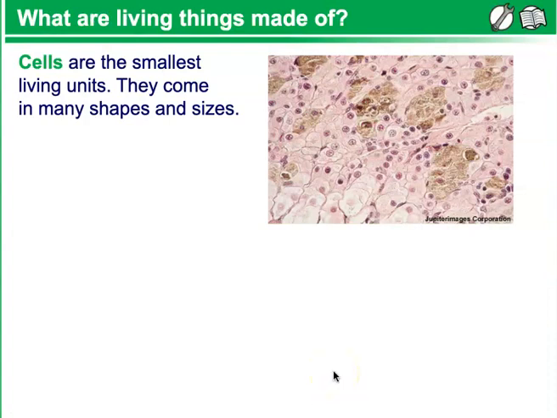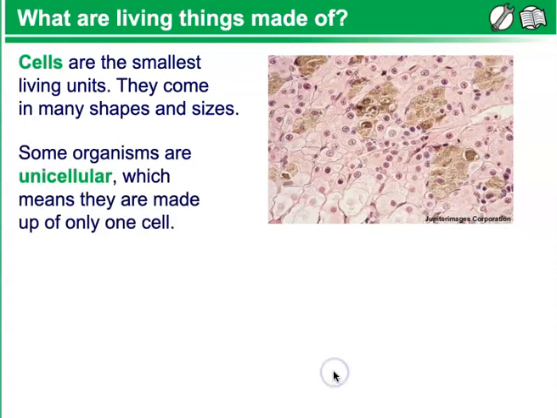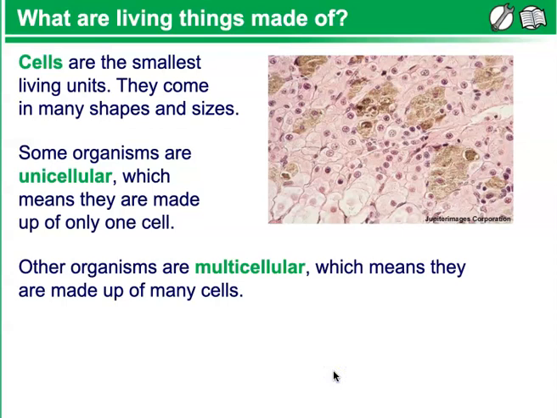So what are living things made of? They're made of cells. Cells are the smallest living units. They come in many shapes and sizes. Some organisms are unicellular, which means that they're made up of only one cell, while other organisms are multicellular, which means that they're made up of many cells.